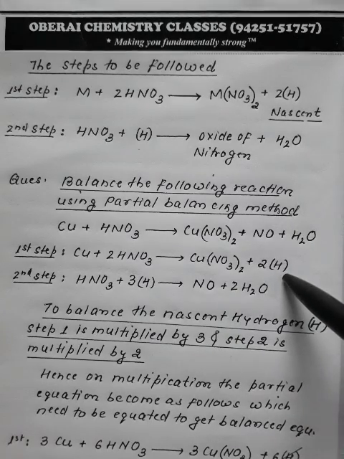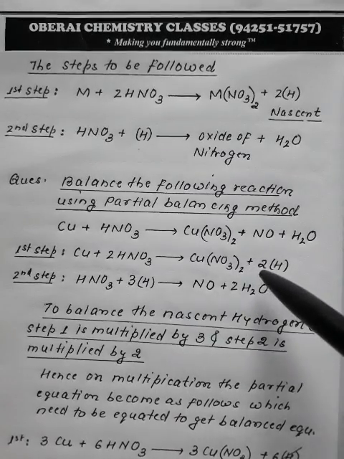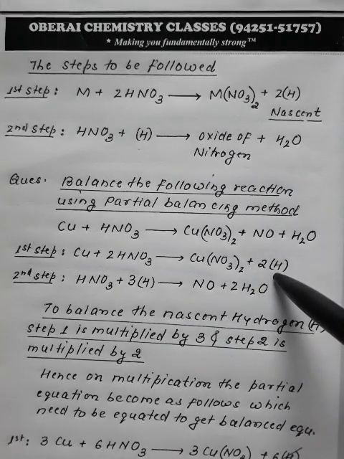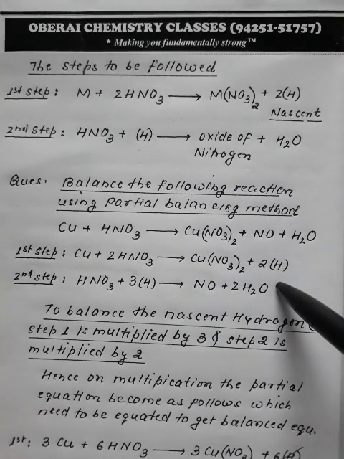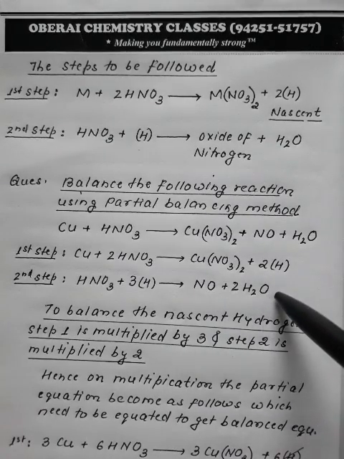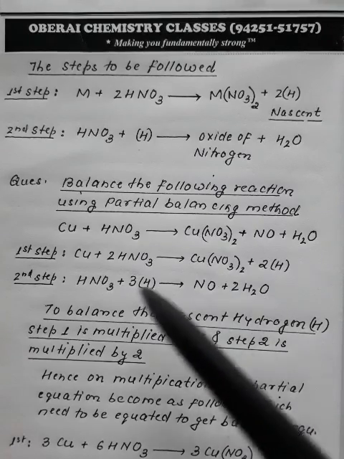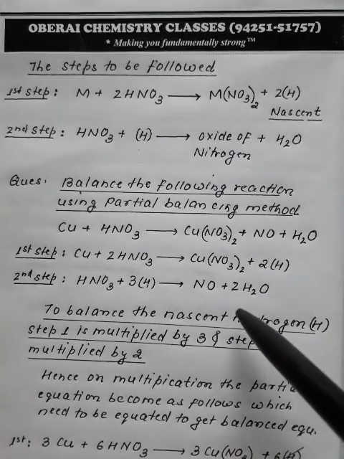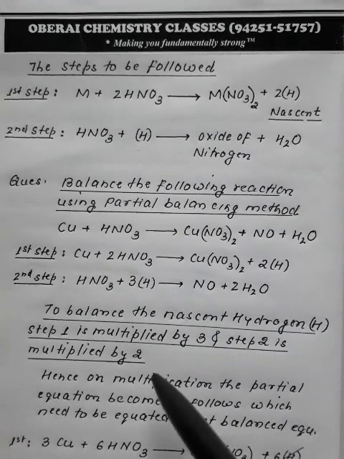It is 2 hydrogen, this is 3 hydrogen. So just to make the nascent hydrogen the same, we are multiplying this equation by 3, so that 2 into 3 becomes 6, and we are multiplying this equation by 2, so that 3 into 2 becomes 6. So what we are doing? We are multiplying step number 1 by 3 and step number 2 by 2.